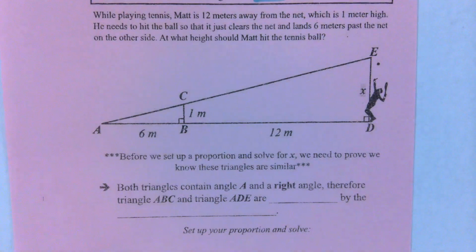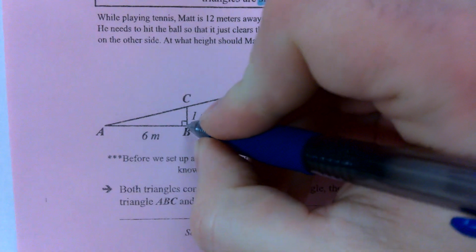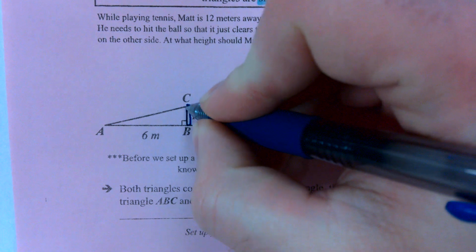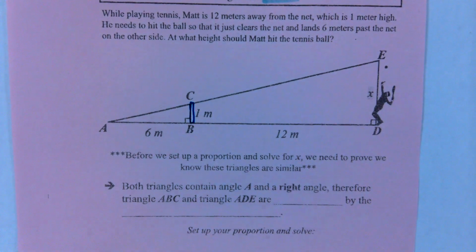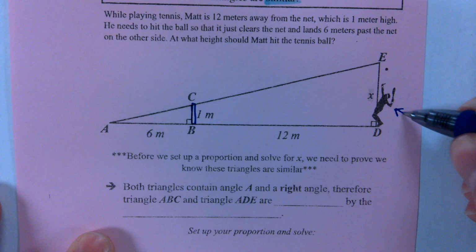So when you're playing tennis, this is kind of like a side view of what we've got going on. This right here is the net. Okay, here's Matt right here.